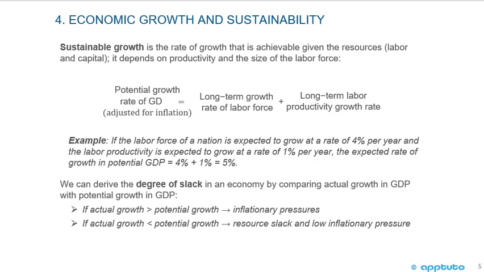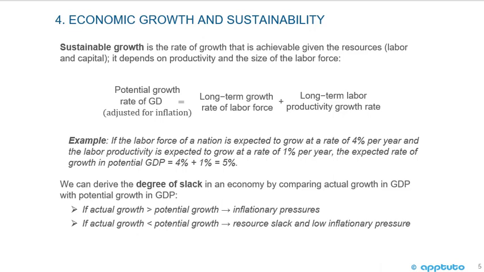So here again we have another measurement. Potential growth rate of GDP, adjusted for inflation, equals the long-term growth rate of the labor force plus the long-term labor productivity growth rate. So for example, if the labor force of a nation is expected to grow at a rate of 4% per year, and the labor productivity is expected to grow at a rate of 1% per year, the expected rate of growth in potential GDP equals 4% plus 1% equals 5%.